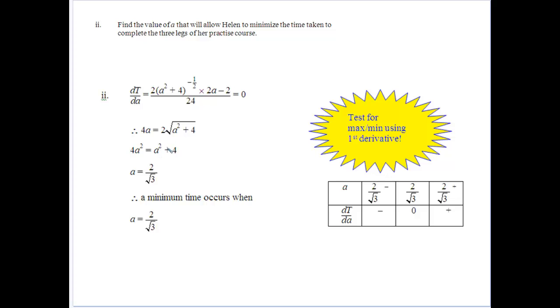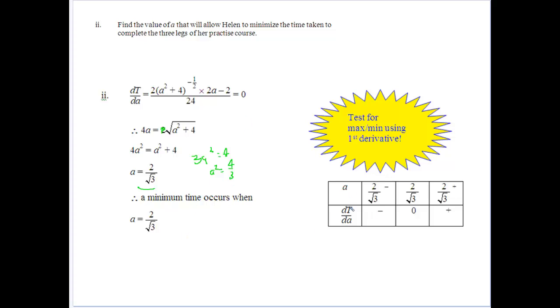Now the 2's gone there, so it mustn't have actually been there. Which gives us our a squared. That gives us, when we subtract out the a squareds, 3a squared equal to 4, or a squared being equal to 4 on 3. So a is 2 on root 3. So that's where our minimum time occurs.